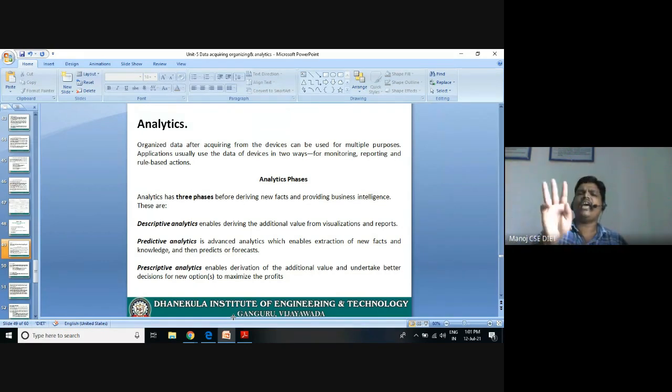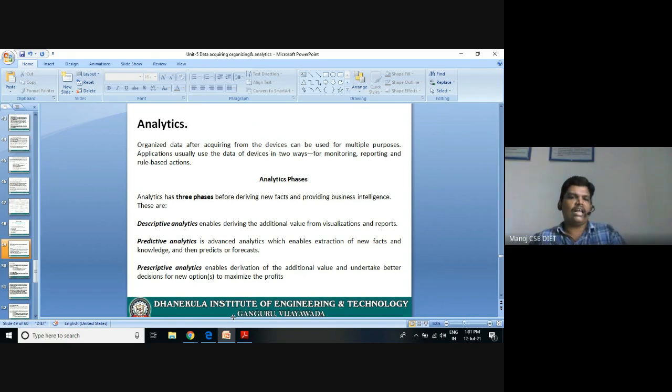There are three types of analytics phases. One is descriptive analytics. Another one is predictive analytics. The third one is finally prescriptive analytics. So three types of analytics phases we are having. Descriptive analytics: what is meant by descriptive analytics?